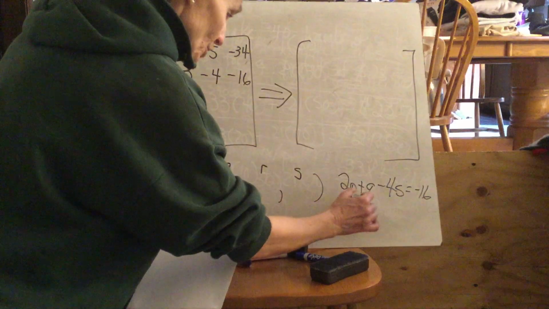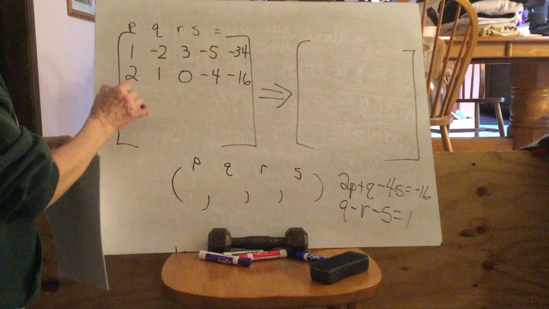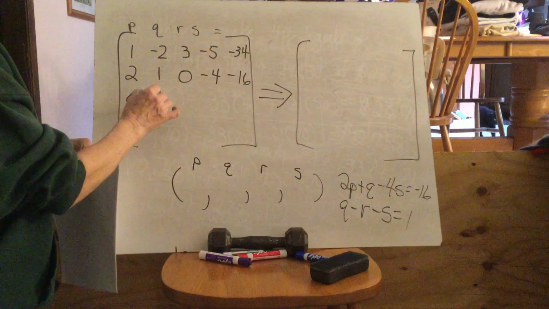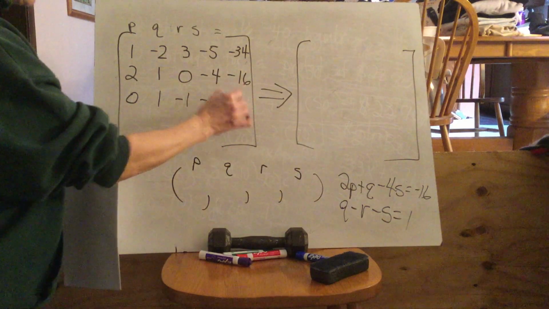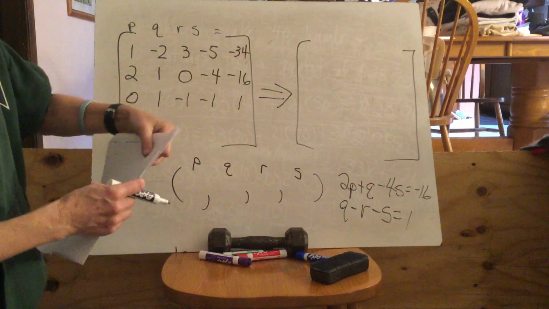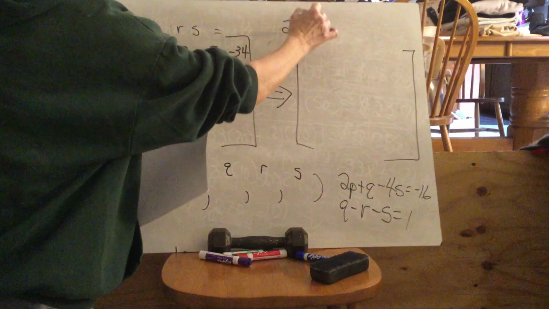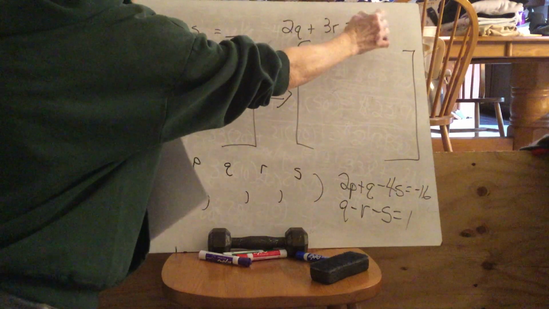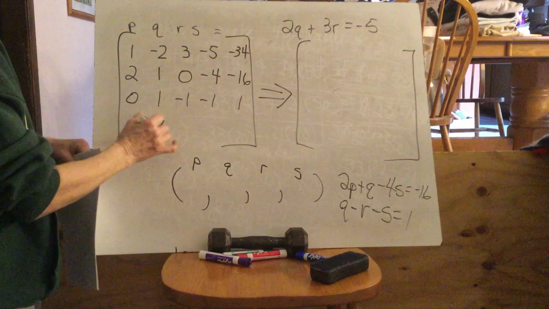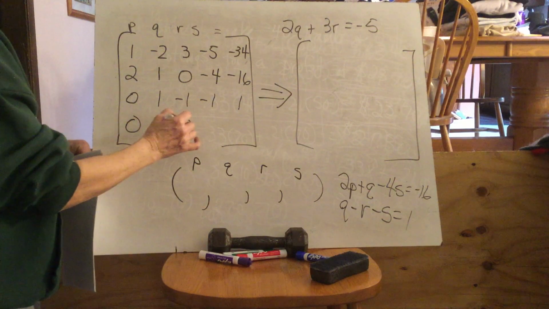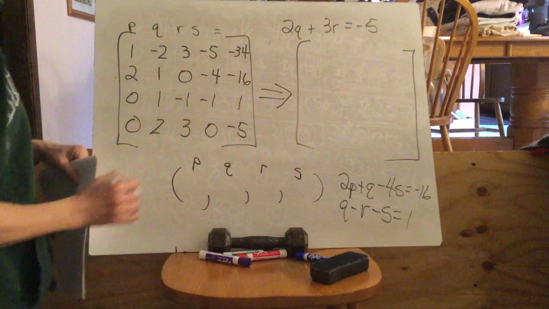Now the next one is Q minus R minus S. So you have no P's, you have 1 Q, negative 1 R, negative 1 S, and 1. And then the last equation is 2Q plus 3R equals negative 5. So there are no P's, 2 Q's, 3 R's, no S's, and negative 5.